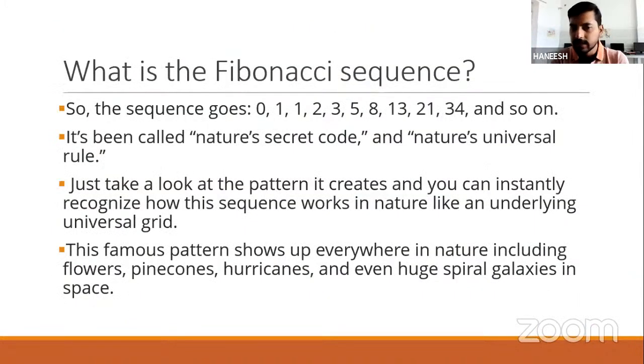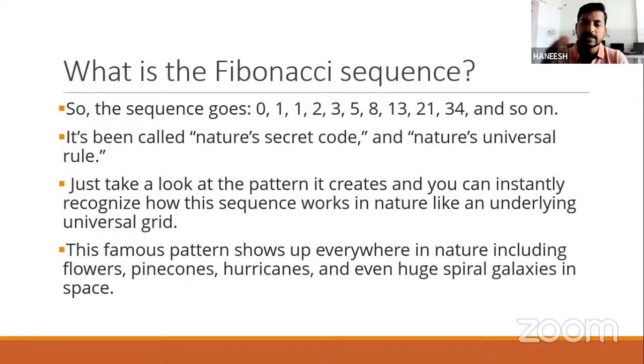So the sequence goes like this. Okay, a little bit technical, but it's very easy. 0, 1, 1, 2, 3, 5, 8, 13, 21, 34, and so on till infinity. This is called nature's secret code and nature's universal rule. Now, just look at the pattern it creates, and you can instantly recognize how the sequence works in nature.